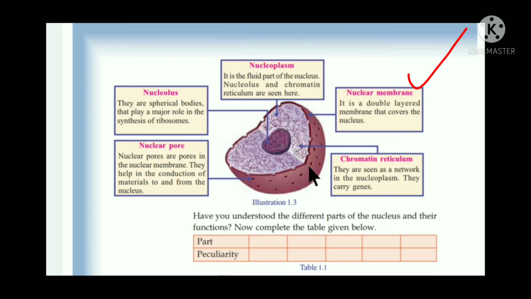Next, second part. On the nuclear membrane, you can see small holes now. What are they? Nuclear pores. Nuclear pores are pores in the nuclear membrane. They help in the conduction of materials to and from the nucleus. So, nuclear pores.